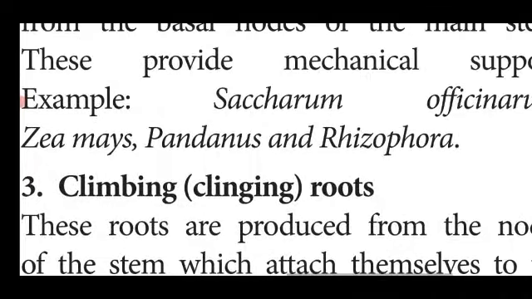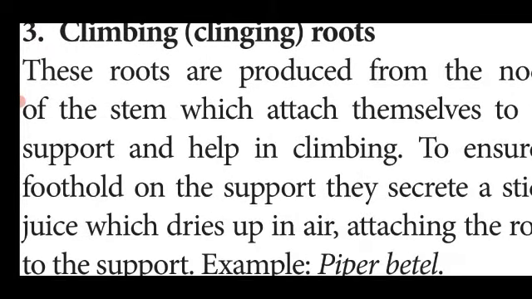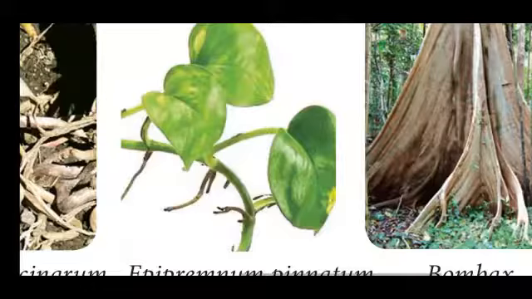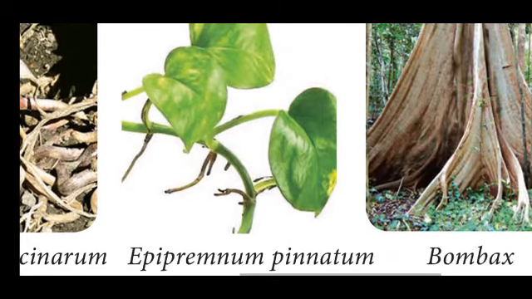The next is a climbing root or clinging root. The next type of root is a climbing root or clinging root. These roots arise from the nodes of the stem. So these roots are attached to the stem. It secretes a fluid which dries up in the air and attaches the plant to the support. Examples for this type of root are Piper betle, Epipremnum pinnatum, money plant, which are some of the examples for the climbing root.